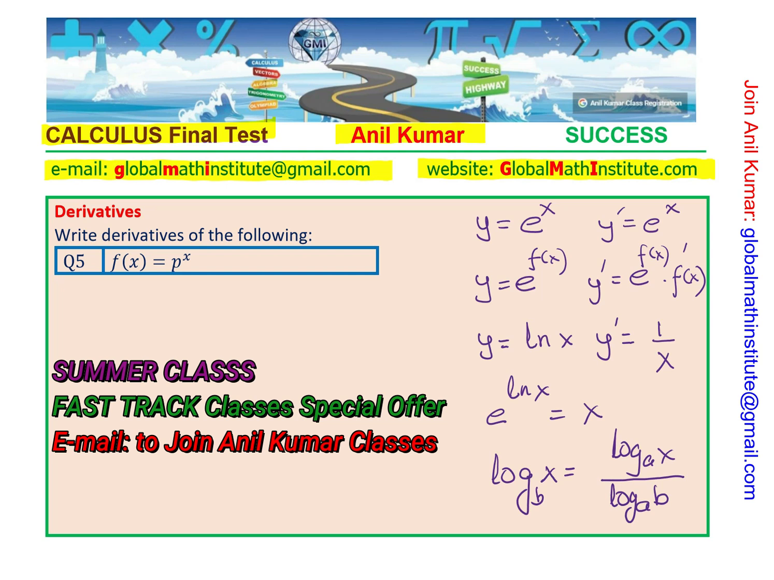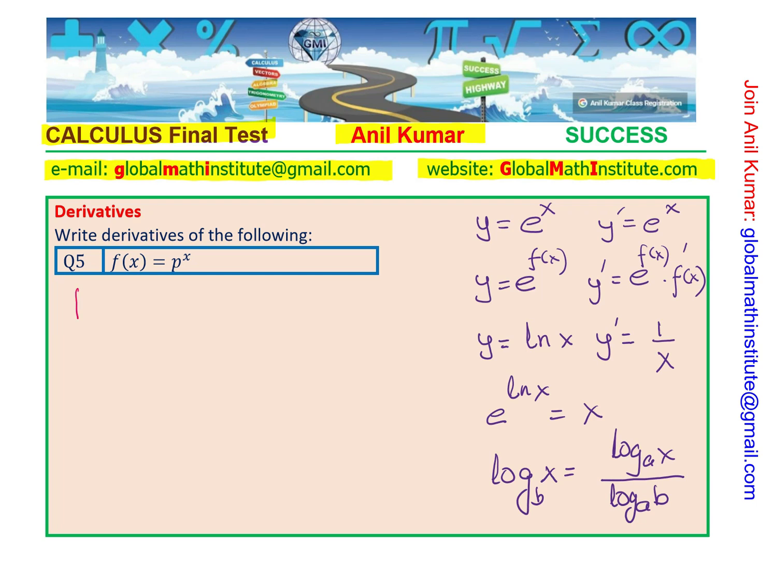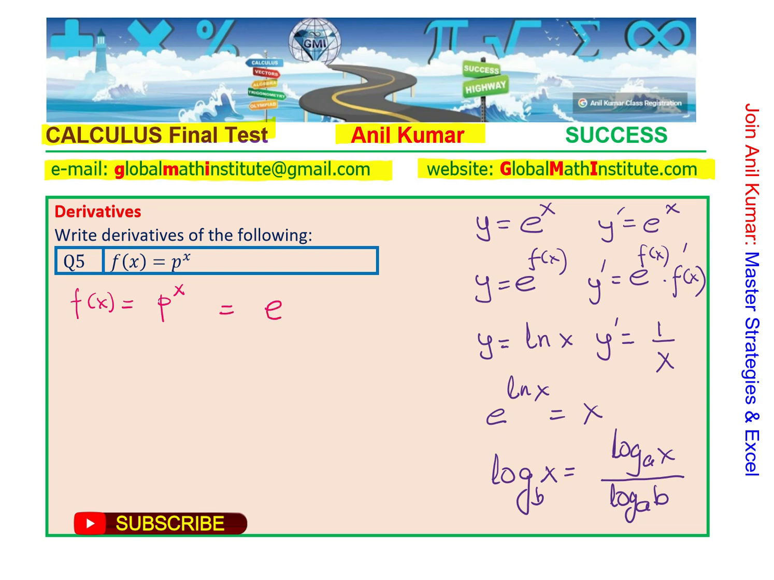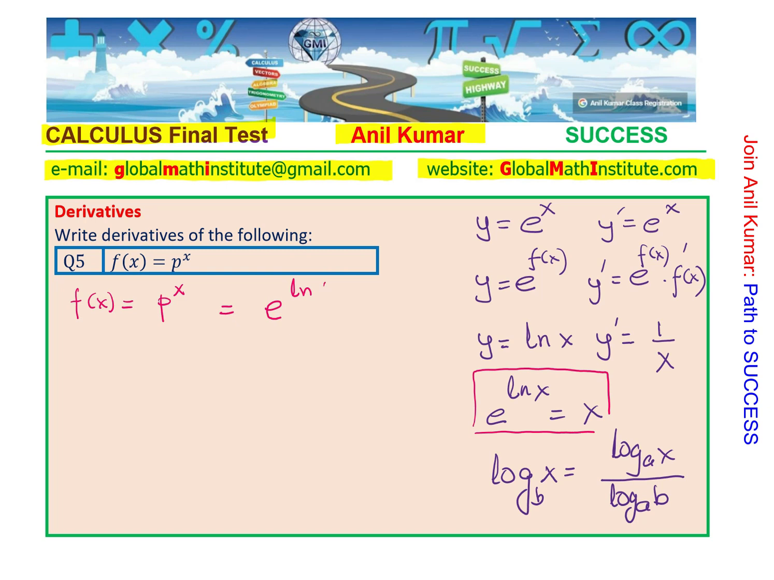Okay, so now let's really solve the question. We are given the function f of x equals p to the power of x. To find its derivative, we'll rewrite the function. Using this particular property, we could rewrite this function as e to the power of ln of p to the power of x. You understand? So now this is exactly the same.